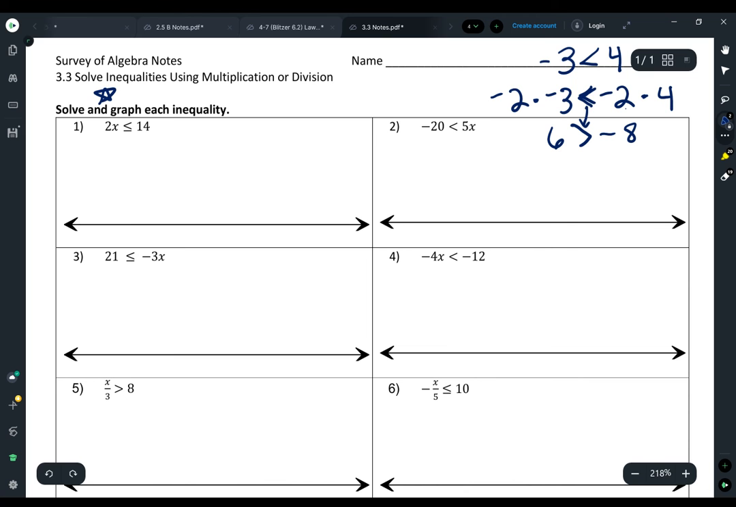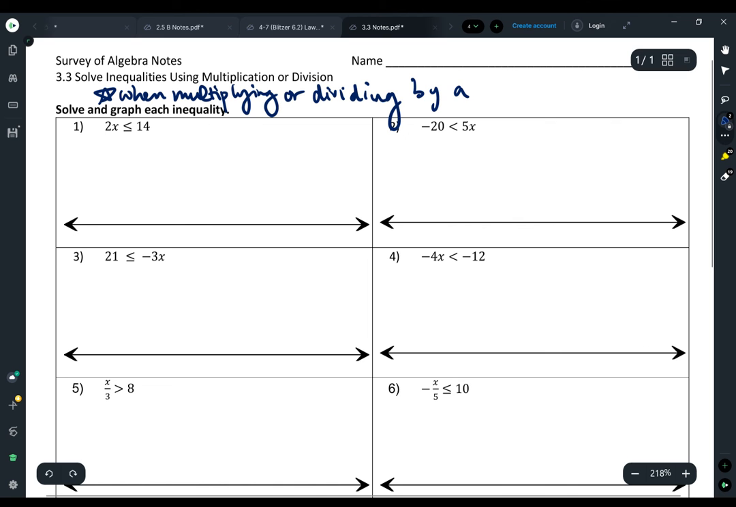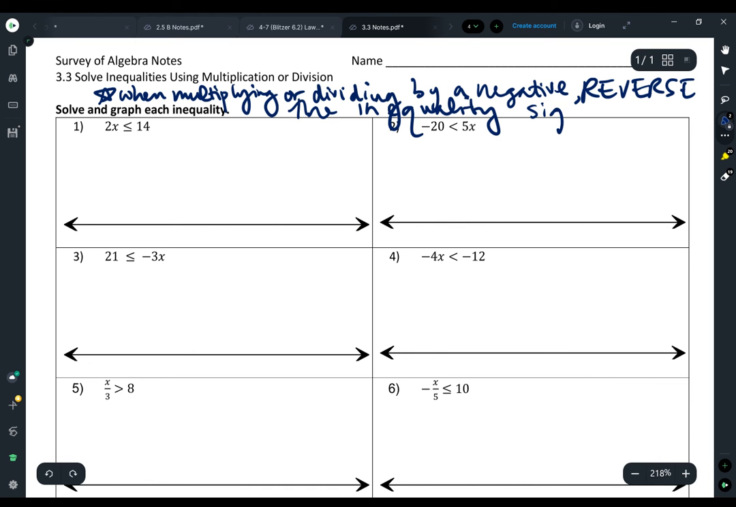So we're going to make a little note at the top. When multiplying or dividing by a negative, reverse the inequality sign. And I'm going to write sign because it's not the sides, it's actually the inequality sign we're going to reverse.